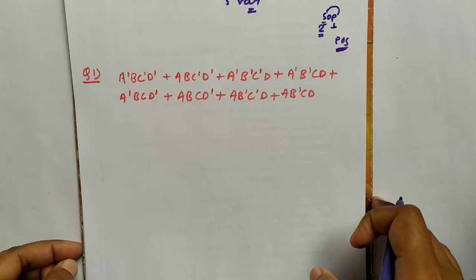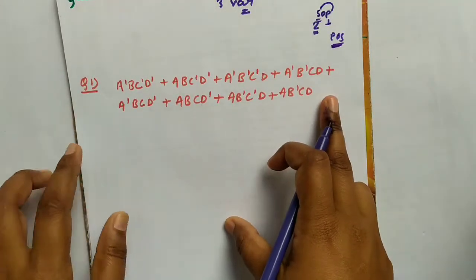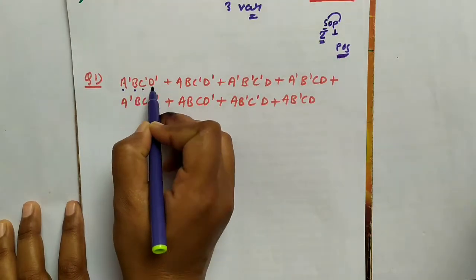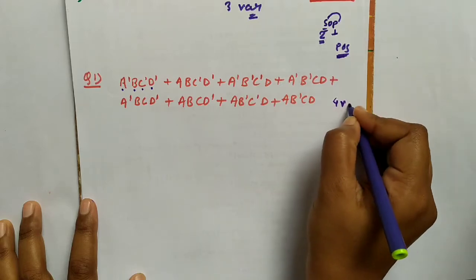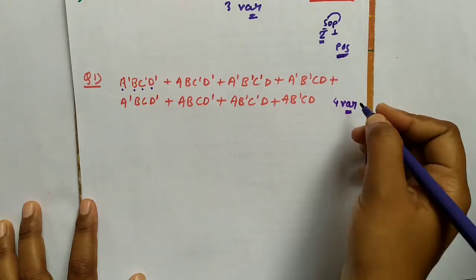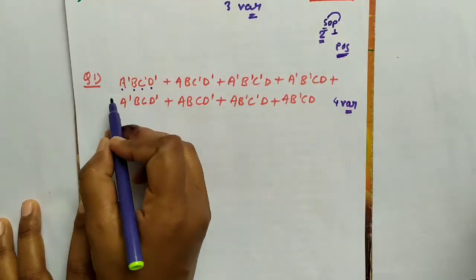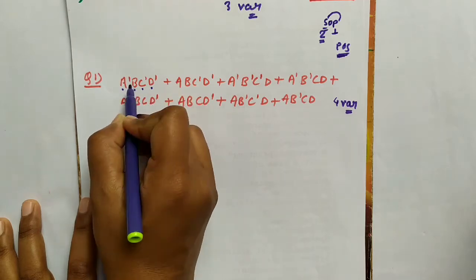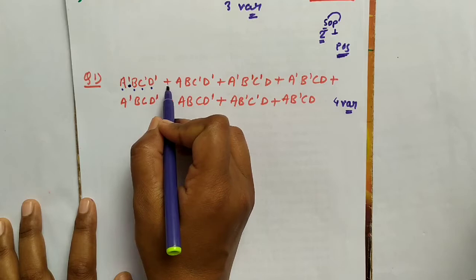The question is A dash BC dash. In this question we can see the four variables A, B, C and D, so it is a four variable question. But how can we check whether this is the form of SOP or POS? So let's check. After a variable there is a multiplication sign, and after the multiplication there is a sum.